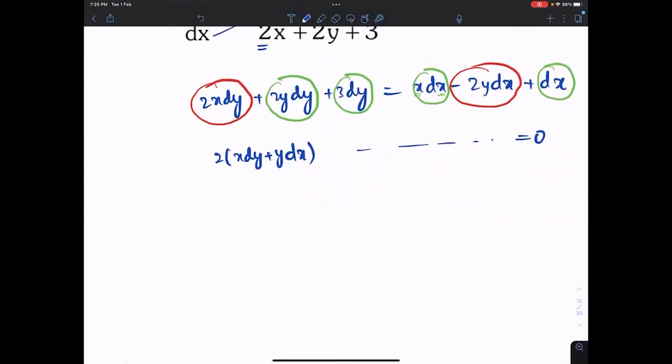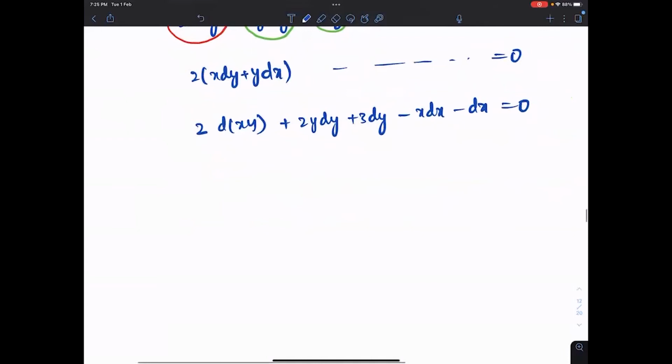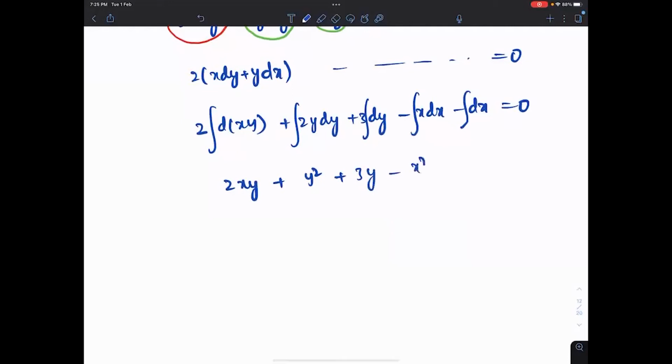Now what is this x dy plus y dx? That is d of xy only. Plus the remaining ones also: 2y dy plus 3 dy, and bring the remaining ones, x dx minus dx, equal to 0. Now you just integrate everywhere. What is the integral of the derivative of xy? xy only. This will be y square. 2y integration is y square. 3 times dy integration is 3y. x dx integration is x square by 2 minus x. Integration constant 0. This will be the answer.